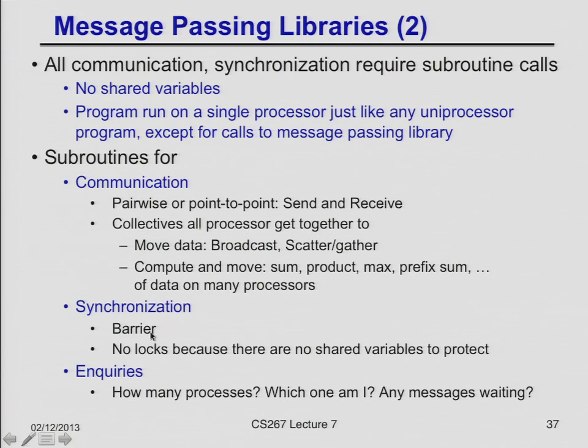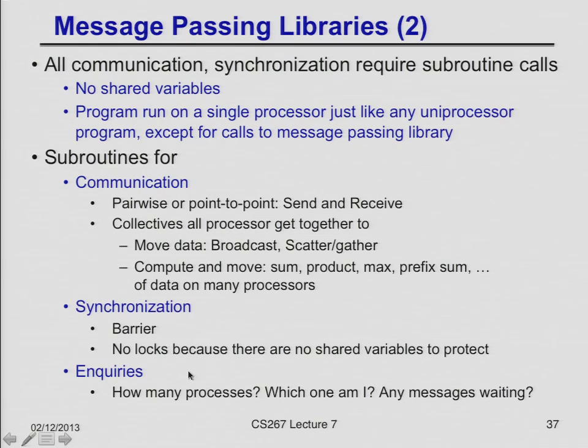For synchronization, there is a barrier function, but you'll hardly ever want to use it. The only thing that barrier is really good for is timing. You do a barrier, you run your code, you do another barrier, and you call the timer to figure out how long it went. That's the main purpose of a barrier. And there's no reason to have locks because there are no shared variables to protect, right? There is no shared data.